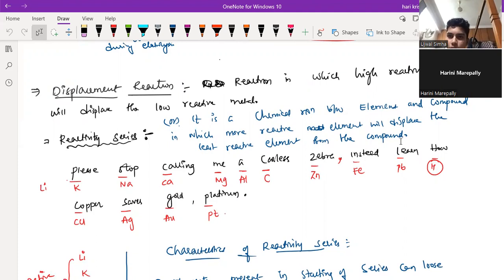There is a small shortcut trick also. Please stop calling me a careless zebra. Instead, learn how copper saves gold. If you remember this small trick, you can remember the complete displacement reaction series.